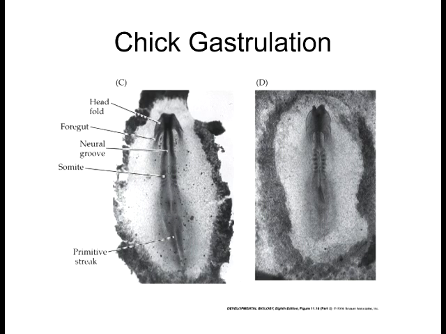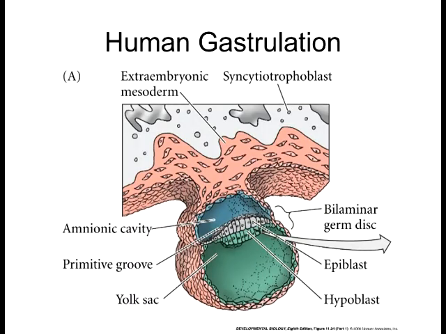Those are the initial stages of gastrulation. Eventually, you start getting the head forming and the tail forming, and this is where the brain's going to form and the spinal column, and we'll get into all that good stuff later. Let's look at human gastrulation, since it's so similar to chick gastrulation.